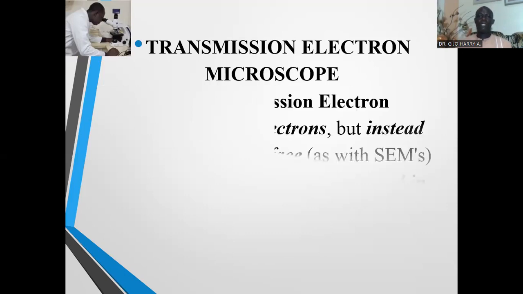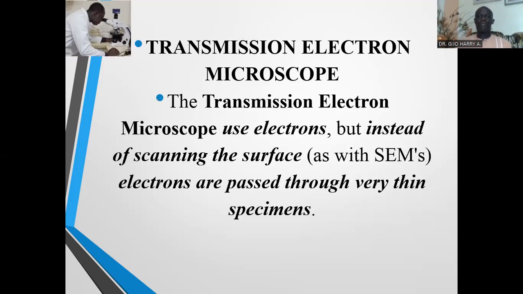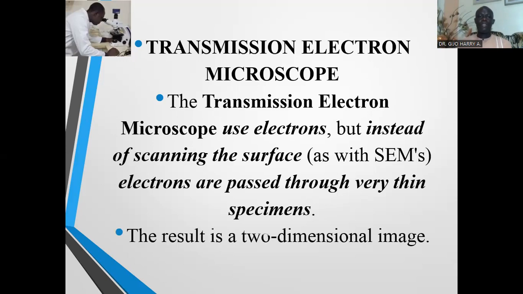What are transmission electron microscopes? The transmission electron microscope uses electrons, but instead of scanning the surface as in scanning electron microscopes, electrons are passed through very thin specimens. The result is a two-dimensional image.